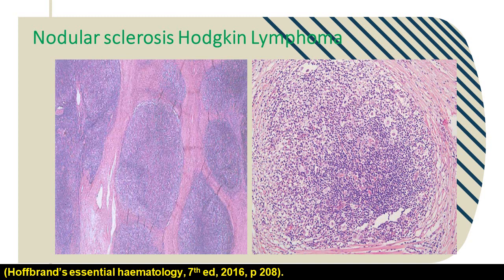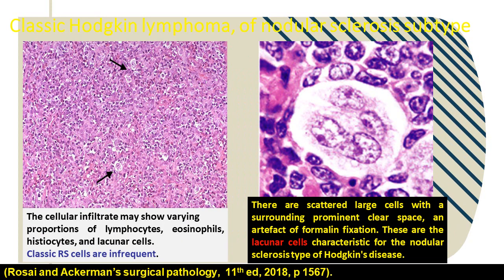Note the bands of pink collagenous tissue dividing the fields. These are microscopic pictures of a classical Hodgkin lymphoma of nodular sclerosis subtype. You could notice in the left image the lacunar cells as indicated by black arrows. At high power, there are scattered large cells with a surrounding prominent clear space, an artifact of formalin fixation. These are the lacunar cells characteristic for the nodular sclerosis type of Hodgkin lymphoma.